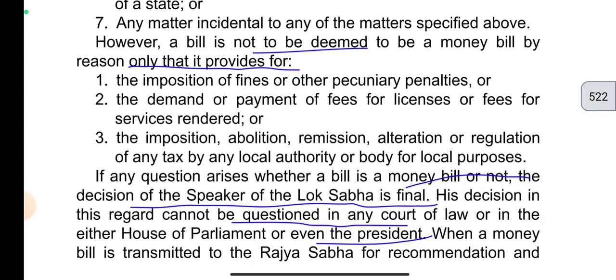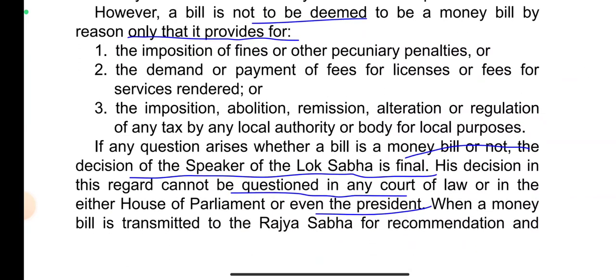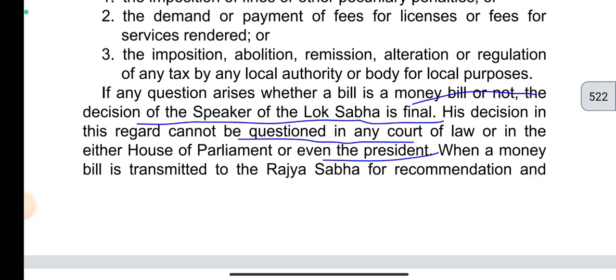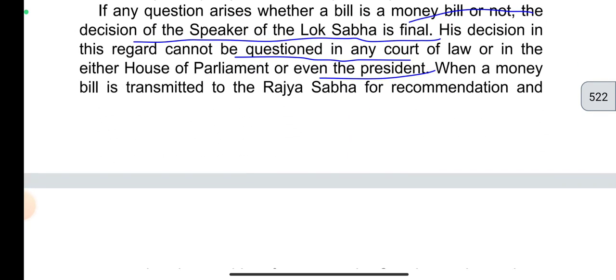However, a bill is not to be deemed to be a money bill by reason only that it provides for the imposition of fines or other pecuniary penalties or the demand of or payment of fees for license or fees for services rendered or the imposition, abolition, remission, alteration or regulation of any tax by any local authority or body of local purposes. So these are all the conditions for considering money bills.